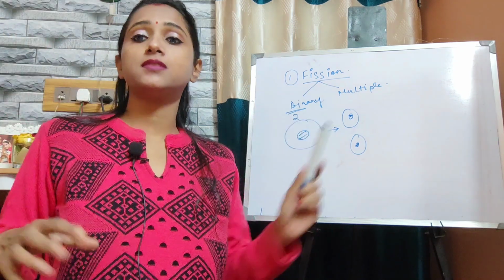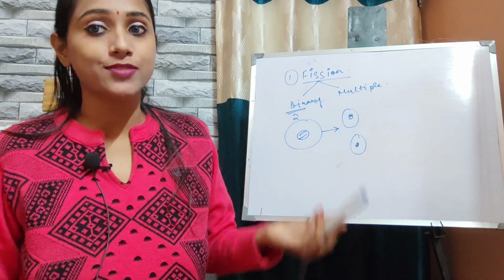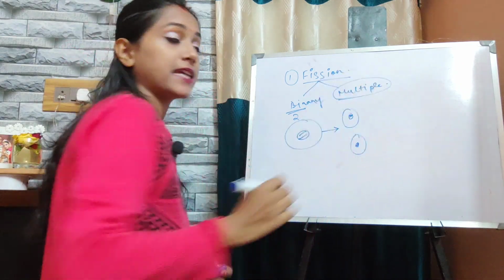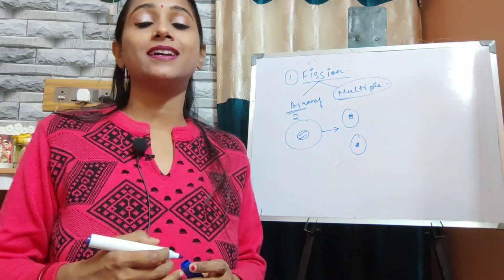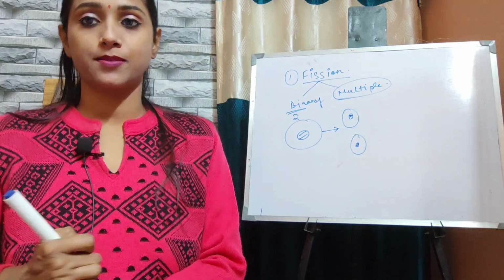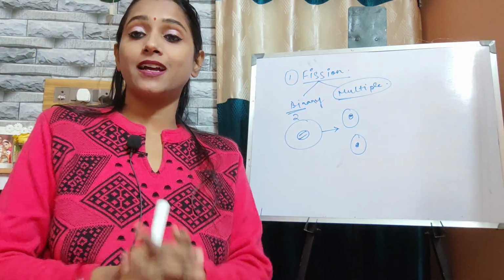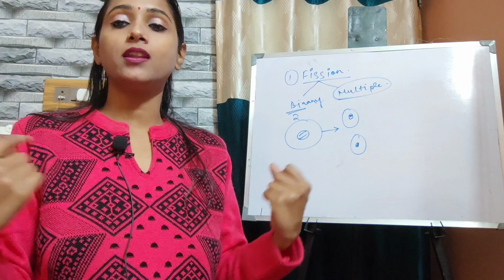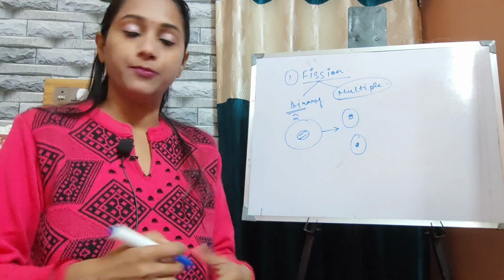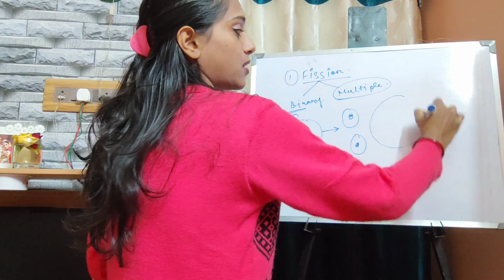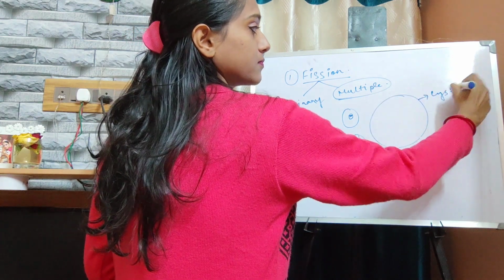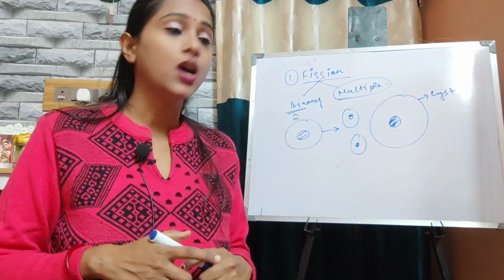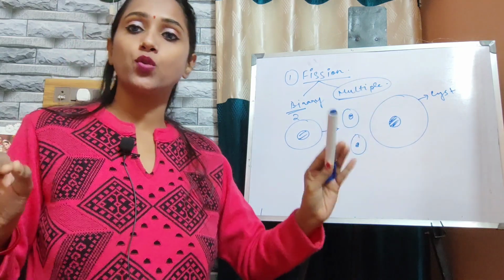Multiple means from one mother cell we are getting multiple daughter cells. That's why it is called multiple fission. This type of fission takes place in unfavorable conditions where the climate is against the organism. During that harsh climate, the amoeba or those organisms create a three-layered protective wall around them. That wall is termed a cyst, and this process of formation of cyst is called encystment. So they are producing this three-layered cyst wall.